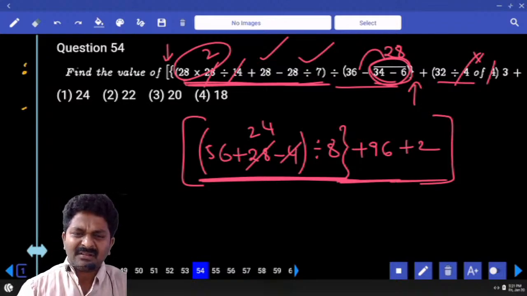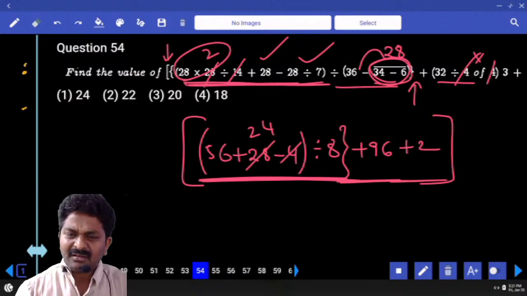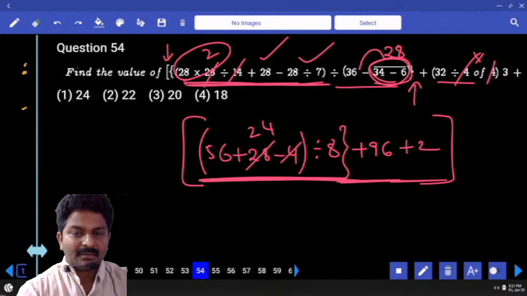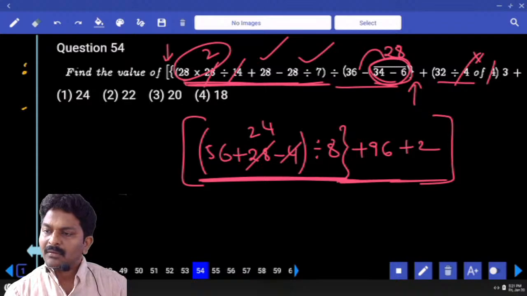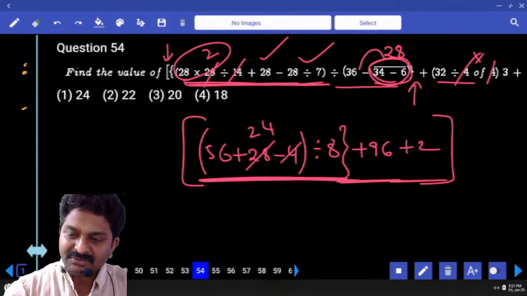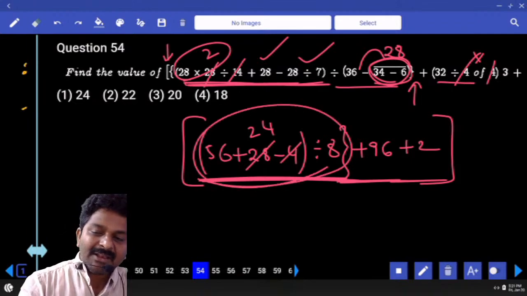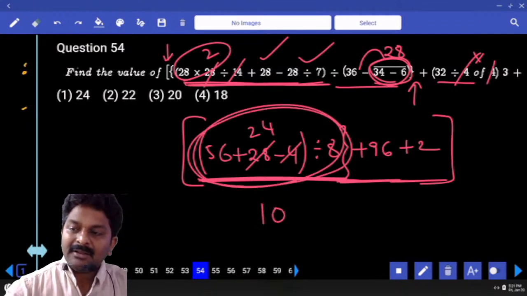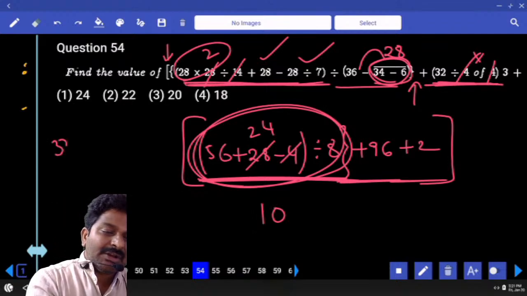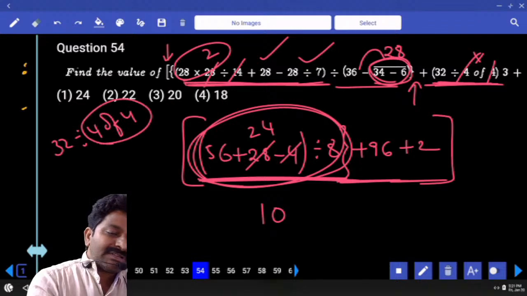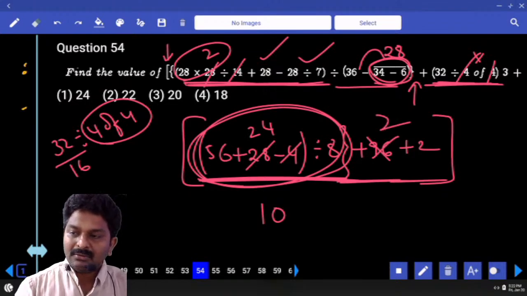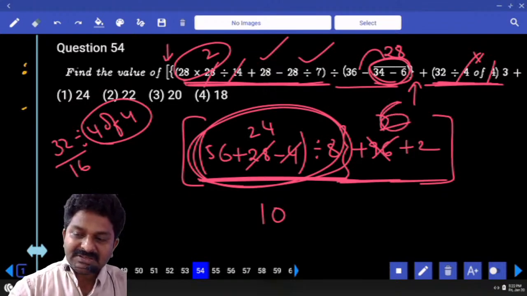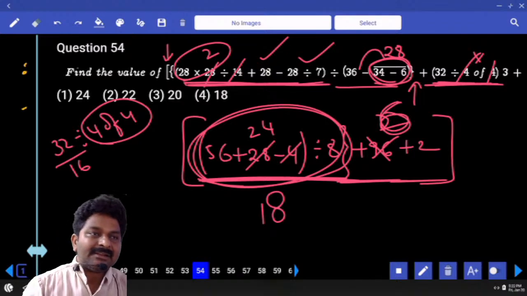Something happened. Yeah. This is where the mistake happened. Right. What is this value? 10. Now observe this, that is 32 divided by 4 of 4, we have 4 of 4, 16, 32 divided by 16, which is 2. So this value is 2 into 3, 6 plus 2, answer 18.